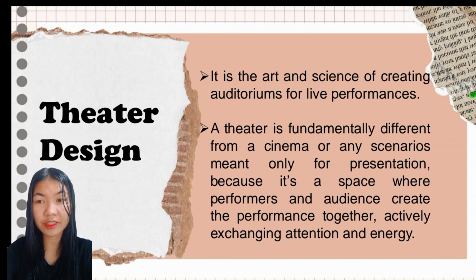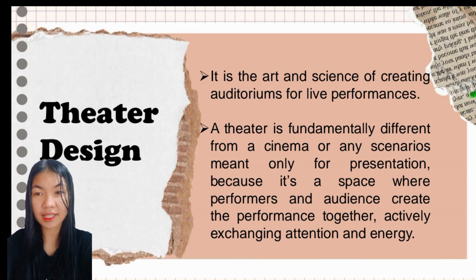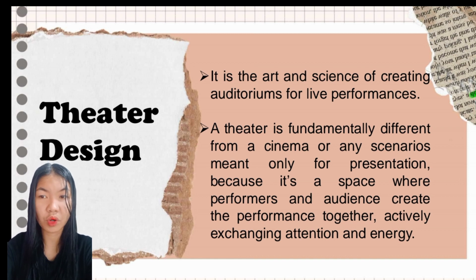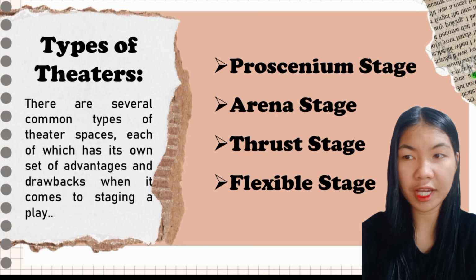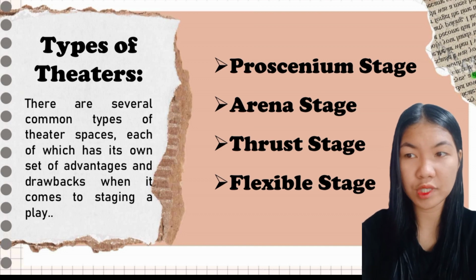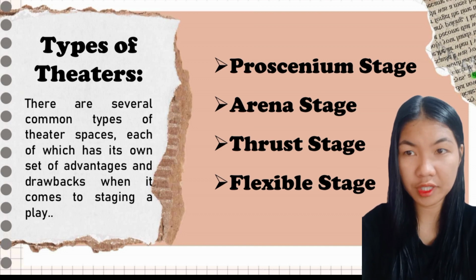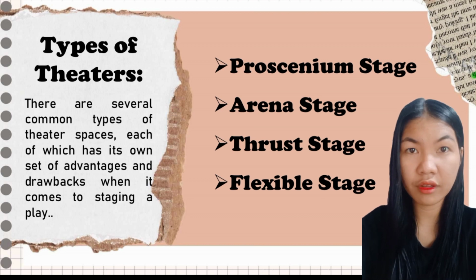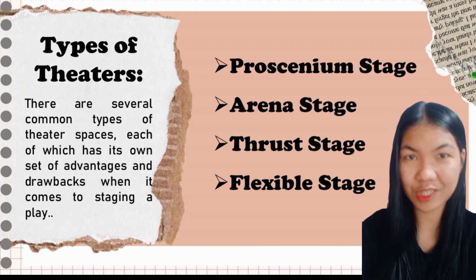This means that theater design encompasses the artistic and technical elements that create the visual and auditory aspects of a theatrical production, including set design and the arrangement of actors on the stage, all aimed at enhancing the audience's experience and conveying the story. There are several common types of theater spaces, each of which has its own set of advantages and drawbacks when it comes to staging a play. These are proscenium stage, arena stage, thrust stage, and flexible stage.